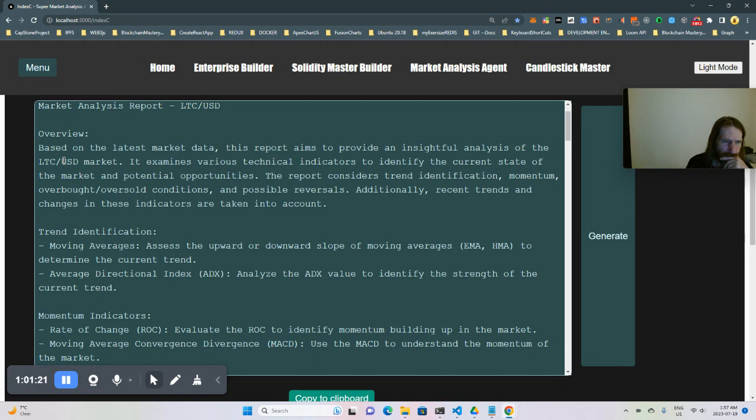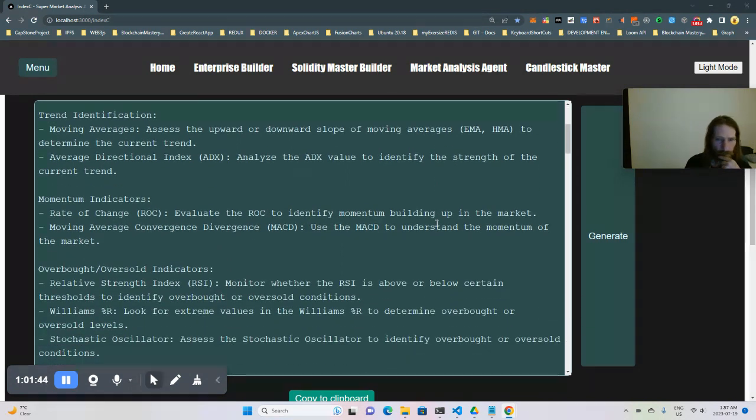Based on the latest market data, this report aims to provide an insightful analysis of the LTC/USD market. It examines various technical indicators to identify the current state of the market and potential opportunities. The report considers trend identification, momentum, overbought/oversold conditions, and possible reversals. Additionally, recent trends and changes in these indicators are taken into account. Trend identification. Moving averages. Assess the upward or downward slope of moving averages, EMA, HMA, to determine the current trend. Average directional index, ADX. Analyze the ADX value to identify the strength of the current trend.